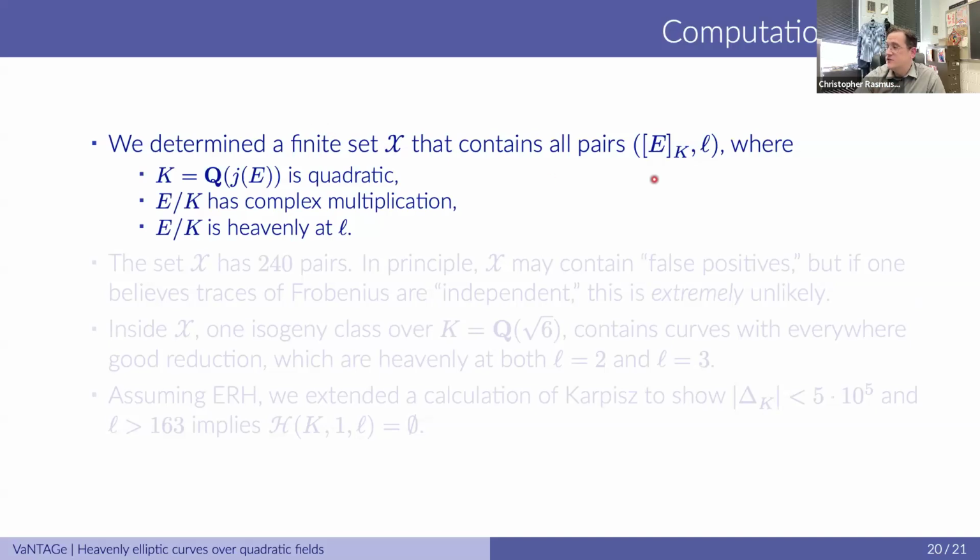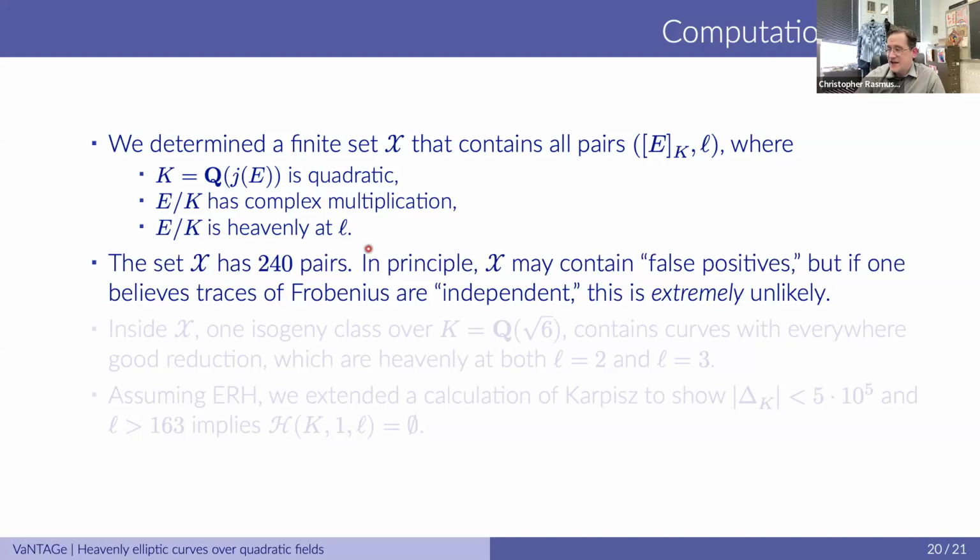So we found a collection of pairs, E comma L, where E is defined over the quadratic field generated by its J invariant. It has complex multiplication and satisfies the heavenly condition. Now, I'm wording this slightly carefully. This is a finite set that contains all such pairs, but it, in theory, might have some pairs that don't involve E being heavenly. So why is that?